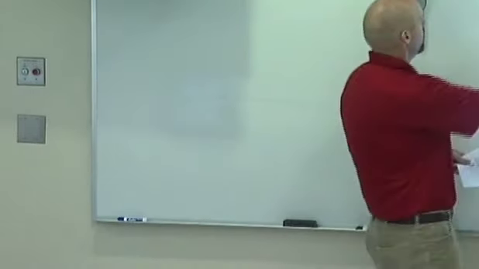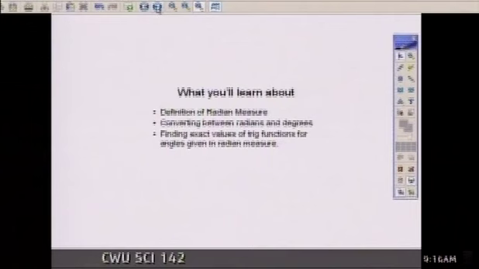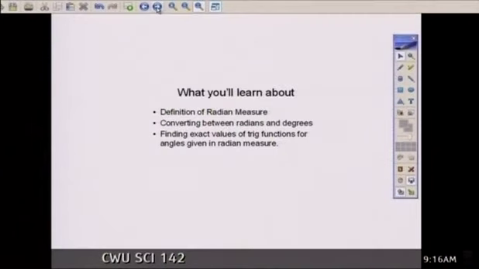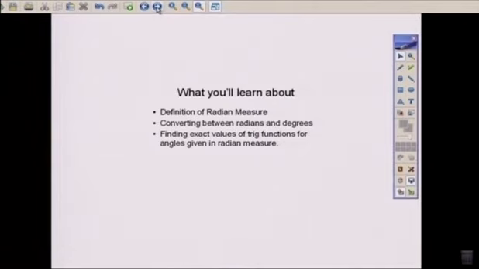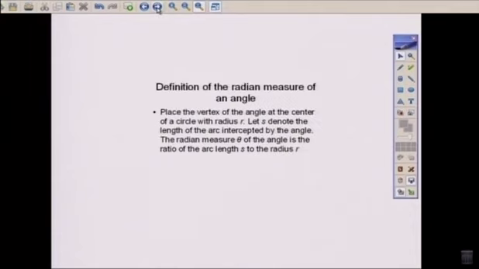So what are we going to learn about today? We're going to talk about radian measure, converting between radians and degrees, and finding exact values of trig functions for angles given a radian measure. So to start with today, let's go ahead and look at the definition of radian measure.